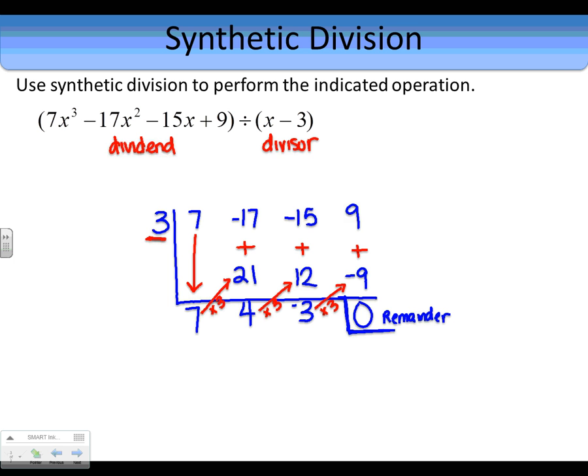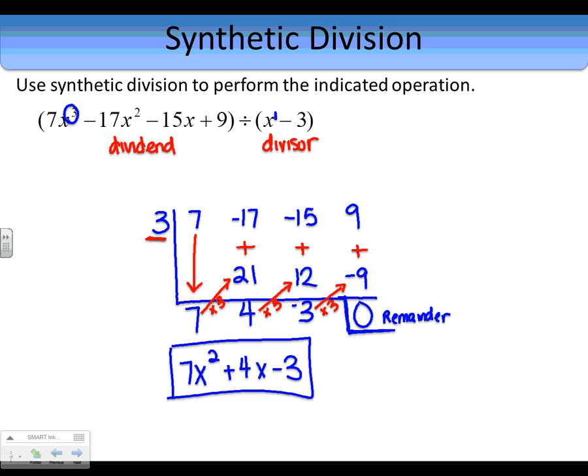So my polynomial I take from those 3 numbers. I started with a cubic polynomial as my dividend. Since I'm dividing by an x to the first, that means my new degree is going to be 1 less than the degree I started with. So my answer is going to have x squared as the highest degree. So 7x squared plus 4x minus 3, and I have a remainder of 0, so I can just leave it like that. Okay. So when I take 7x cubed minus 17x squared minus 15x plus 9 and divide it by x minus 3, I get 7x squared plus 4x minus 3.